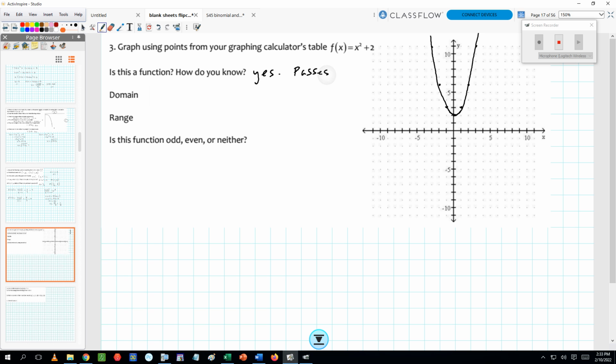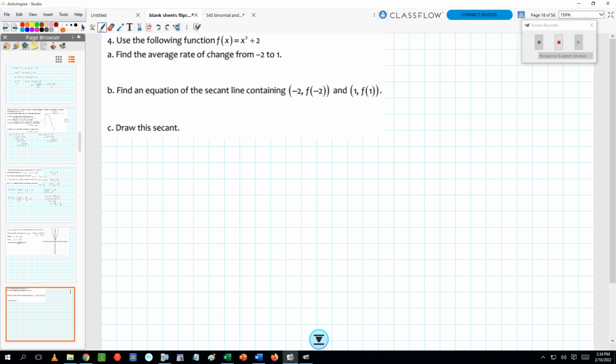It passes the vertical line test. Domain, it's a polynomial. Your domain is standard, all real. Range is not. The y's down below are not being used. You do not start using a y until you get to that 2. Bracket 2 to infinity. This graph has nice y-axis symmetry. It is an even function.